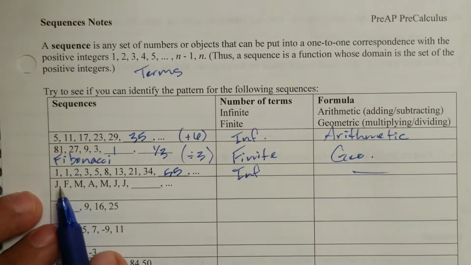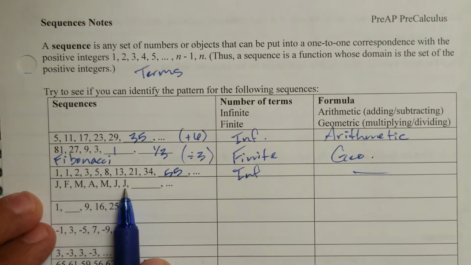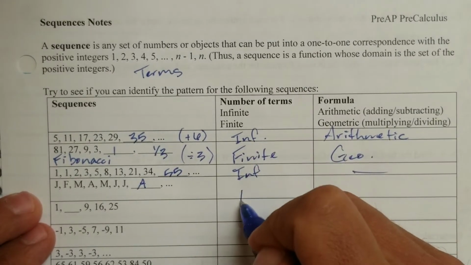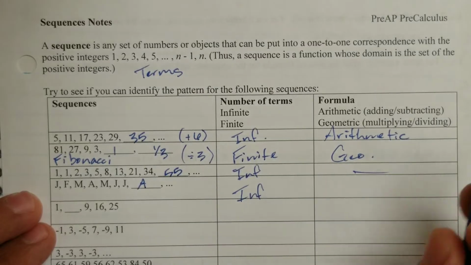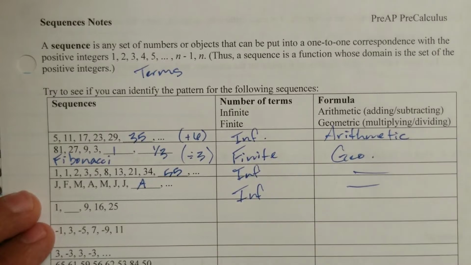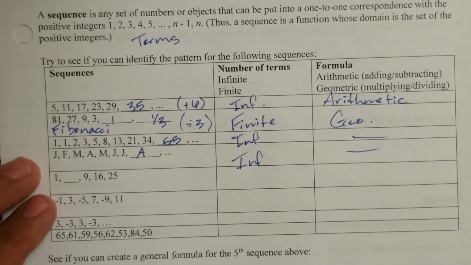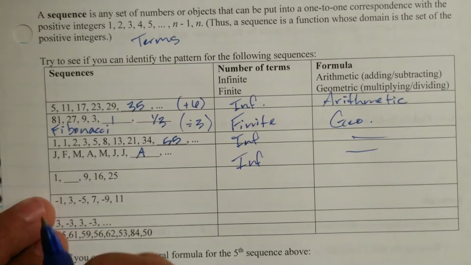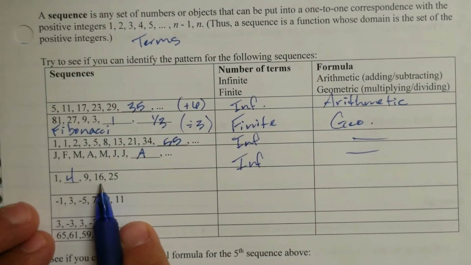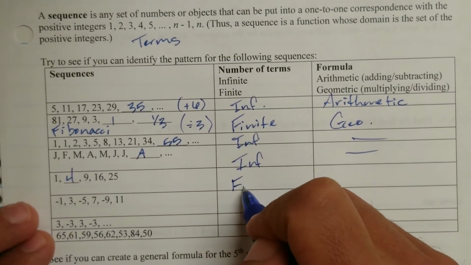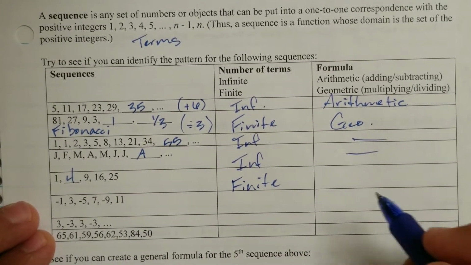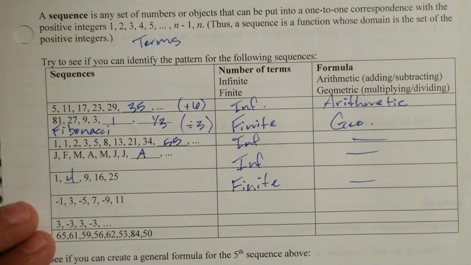This one's kind of mean. January, February, March, April, May, June, July, August. It can be infinite because it can repeat. And then neither arithmetic or geometric. Let's see, this one here would be 4. This is 1 squared, 2 squared, 3 squared, 4 squared, 5 squared. This would be finite because there's no ellipses there. Neither arithmetic nor geometric.